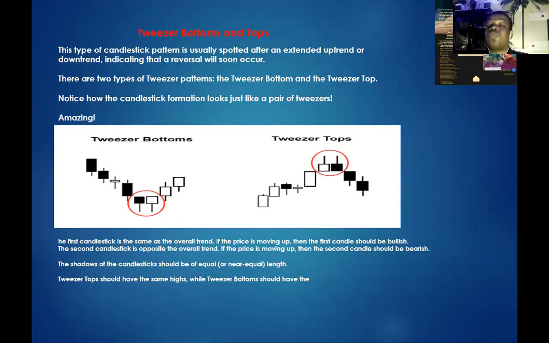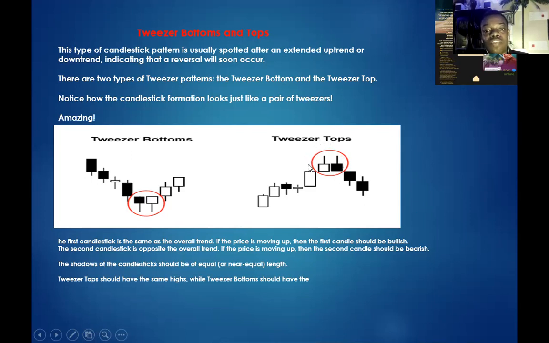Okay, sometimes tweezers might not have the same look. Maybe the second one might have a longer tail, but once you look at them, they have the same shape, though they might not be the same height. So when you look at it, you should know what a tweezer is. Sometimes you are expecting all of them to be the same height. No, sometimes one might be longer than the other.